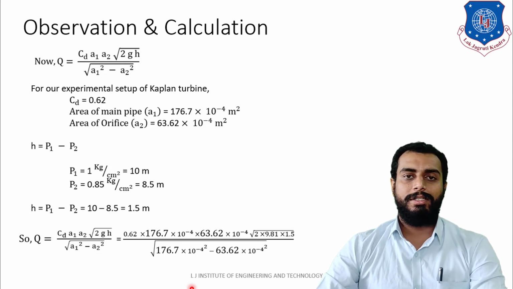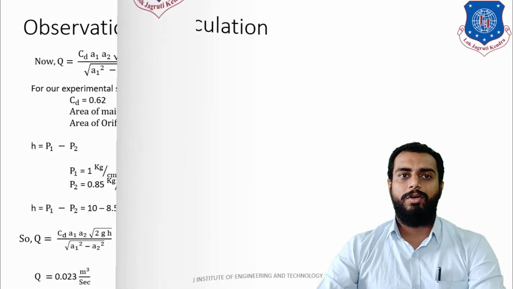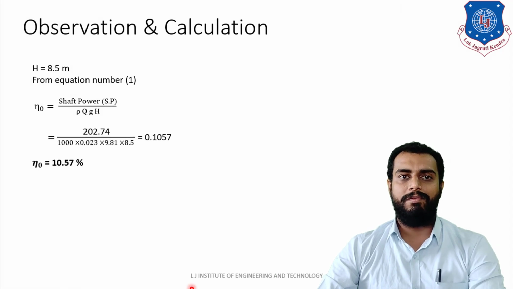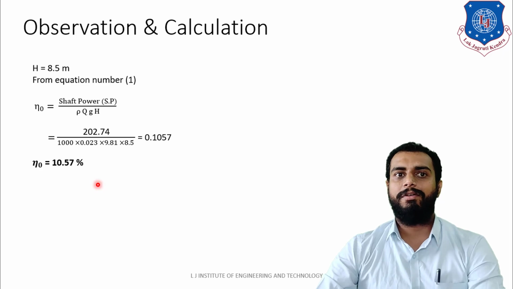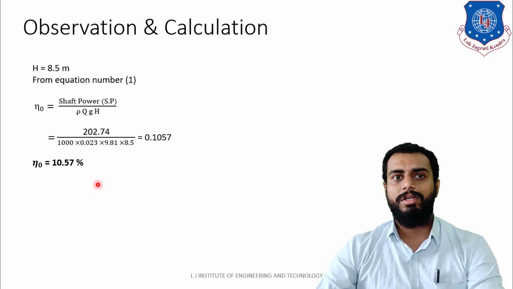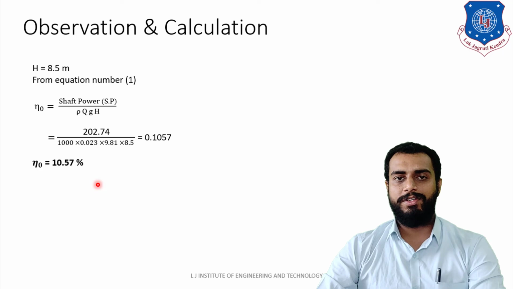Now further, we have overall efficiency is equal to shaft power divided by rho g Q H. So we do have the value of shaft power. We have the value of rho, Q, G and H, so the overall efficiency will be found.